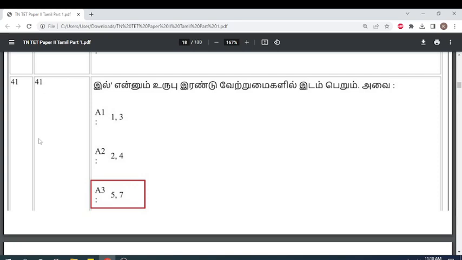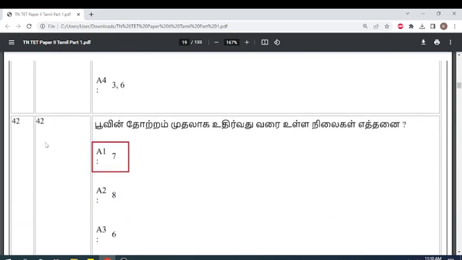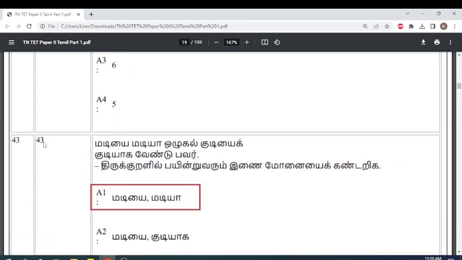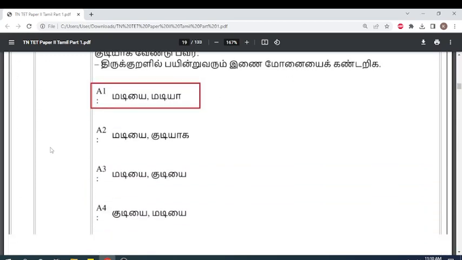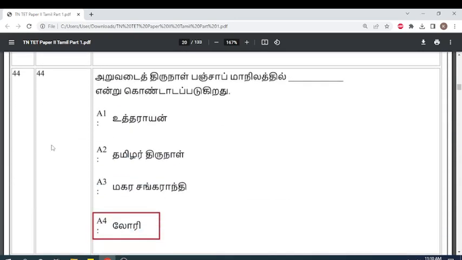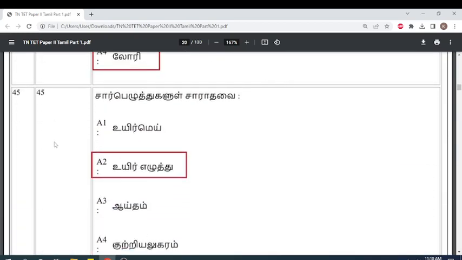41st answer A3. 42nd answer A1. 43rd answer A1. 44th answer A4. 45th answer A2.